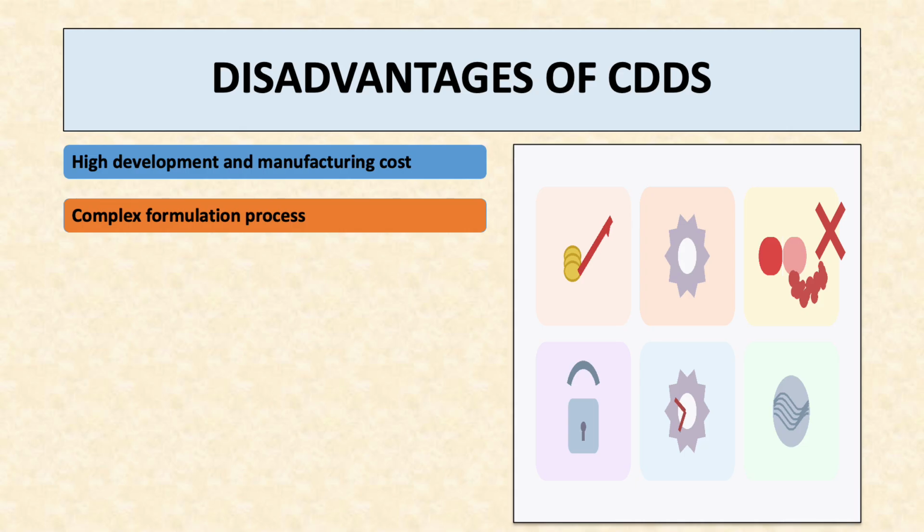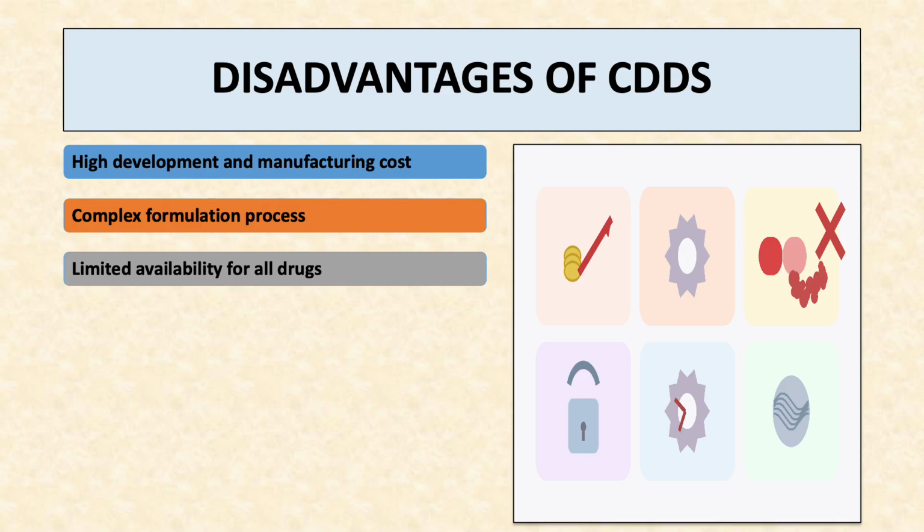Next, complex formulation process requires precise control over drug release kinetics. Use of advanced techniques like microencapsulation, osmotic pumps, or biodegradable implants demands high technical expertise. Even small errors in formulation can alter the release rate.